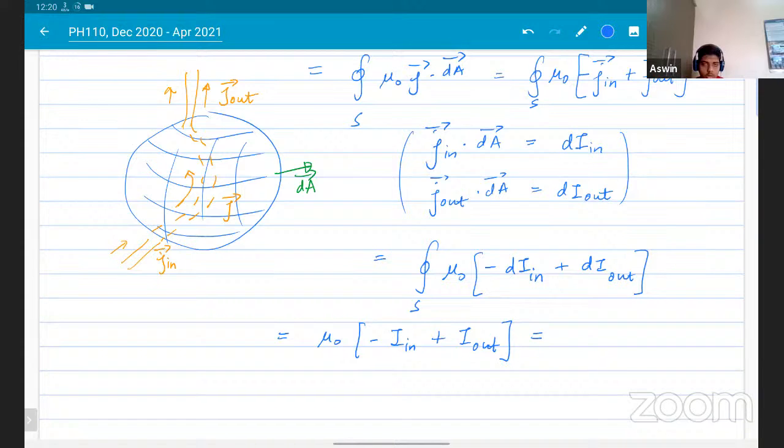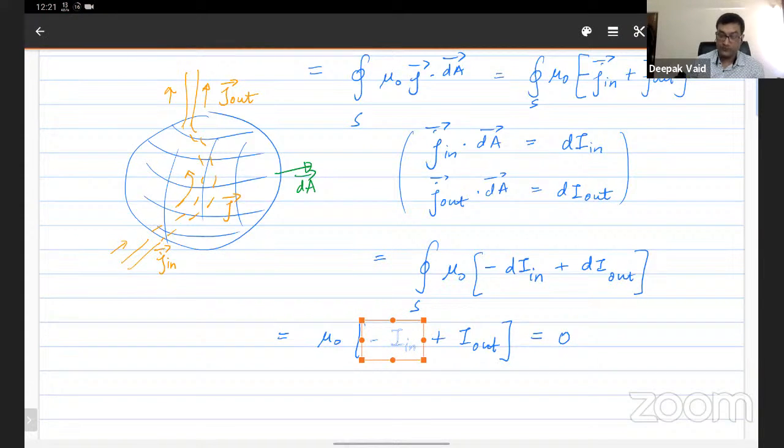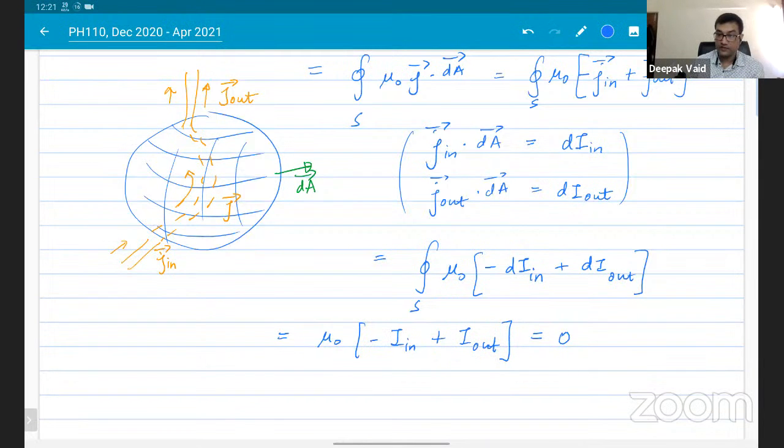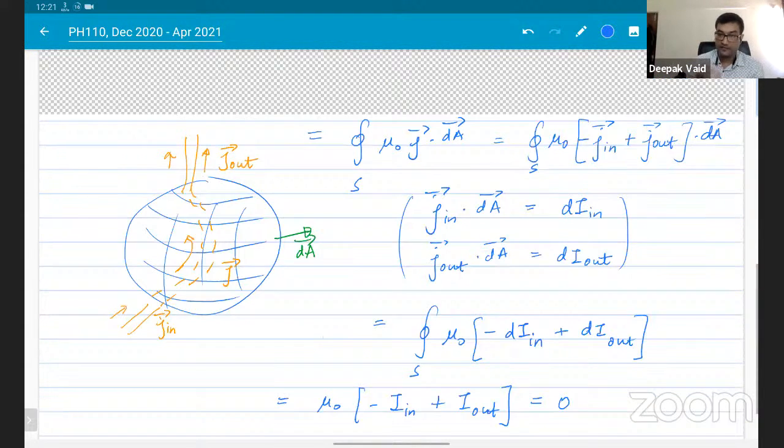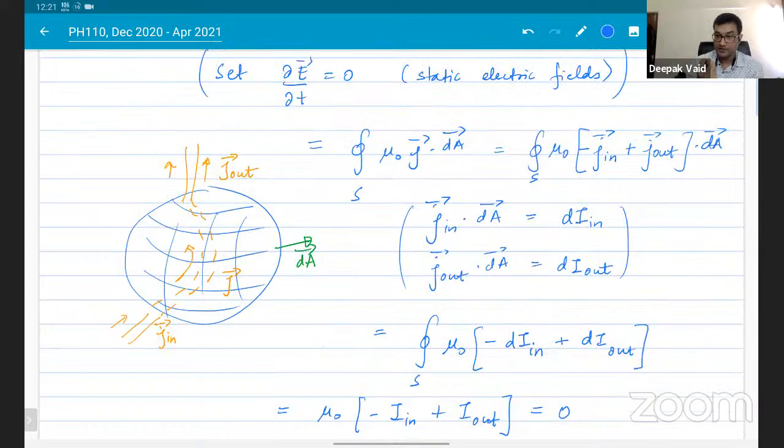The current that is flowing into the surface. It will be zero. This is the charge that is flowing into the surface. This is the charge that is flowing out of the surface. The total charge, can it be created or destroyed? No. So if I take any closed surface, it has to be closed. That's the most important thing.